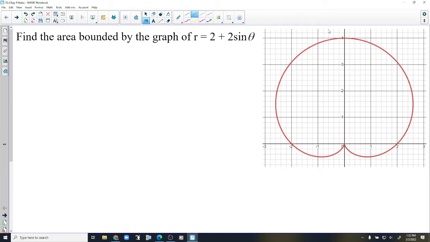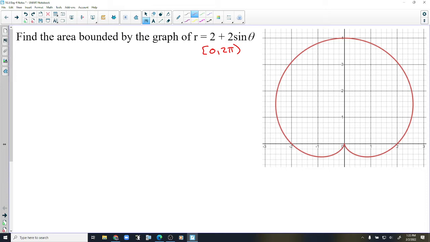Find the area bounded by the graph of that cardioid. This graph's from 0 to 2 pi. So this is where it comes into play that if you don't know how many radians it takes to graph it, you're going to be in trouble. Everything graphs from 0 to 2 pi except for circles and odd roses. Circles and odd roses go from 0 to pi.